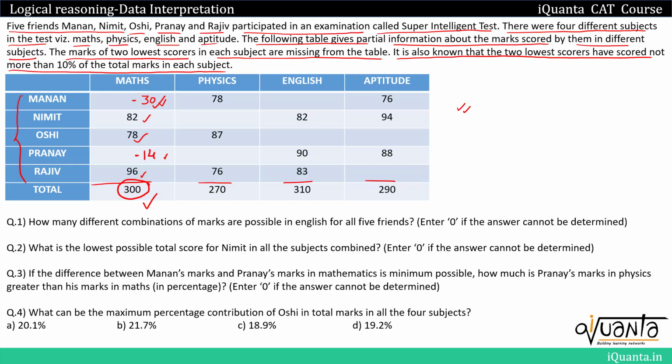Similarly, what can be the maximum score of Pranay in maths? It can be 30 again. So in that case, Manan will be scoring 14 marks. Similarly, we have to fill all the range of marks in different subjects for all the students.